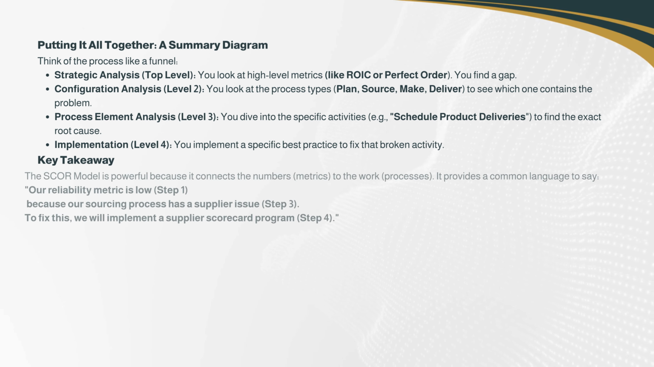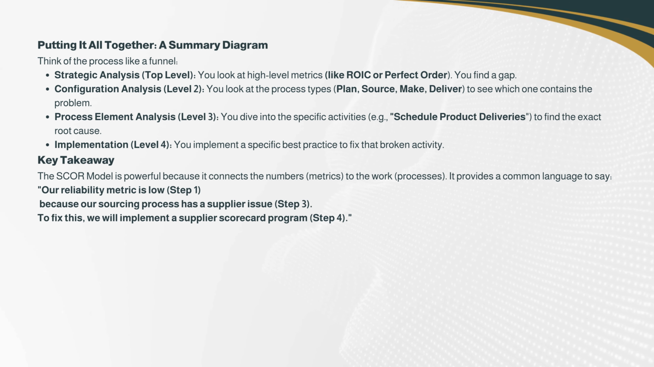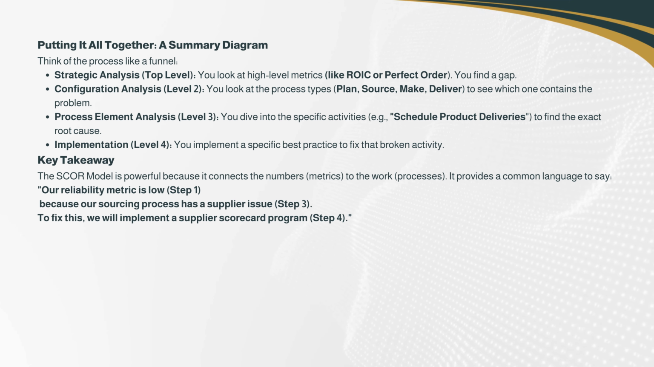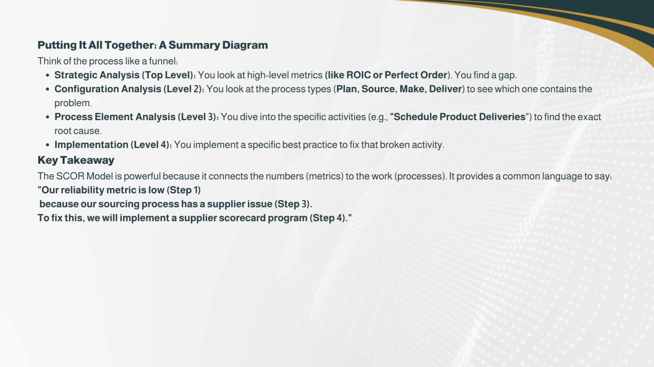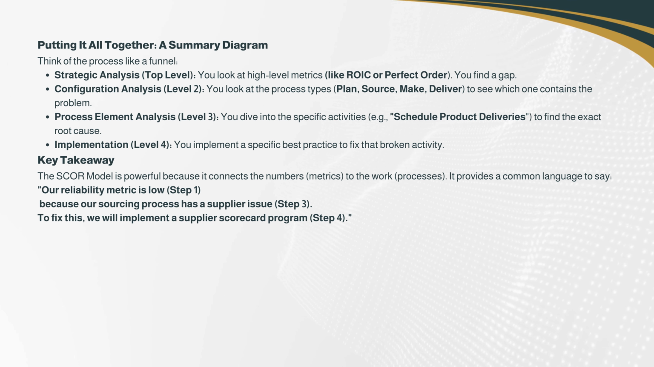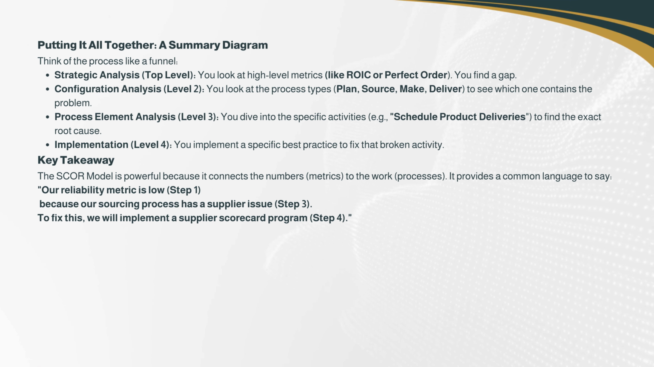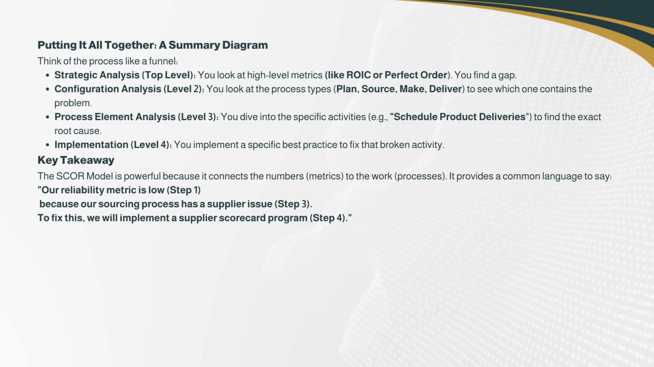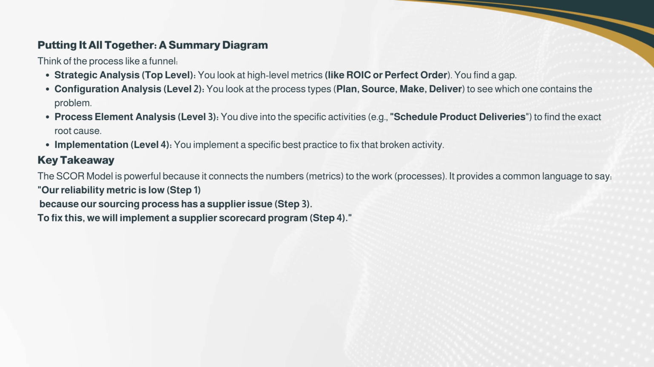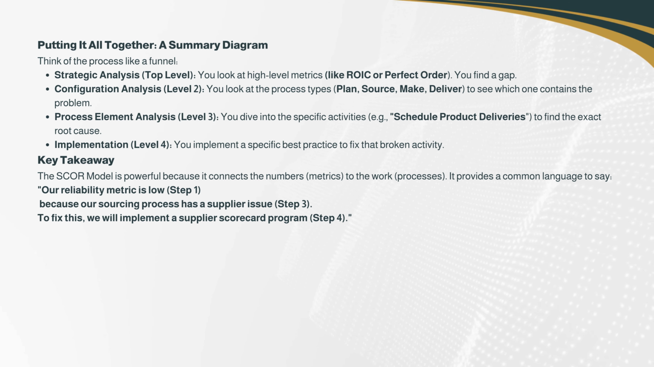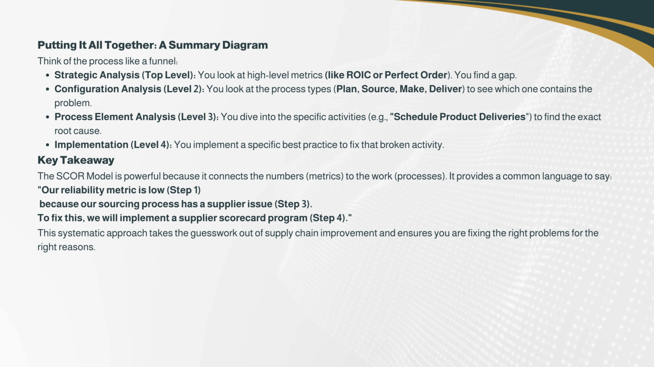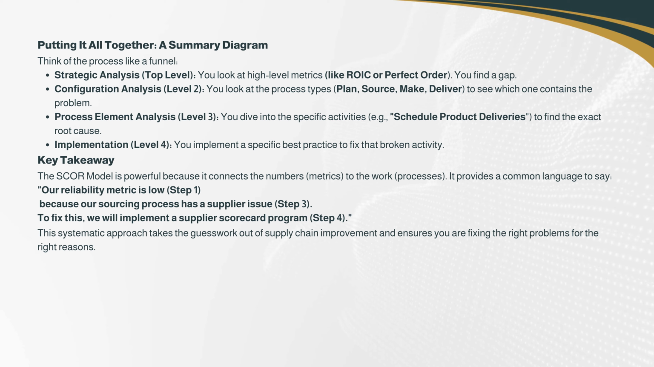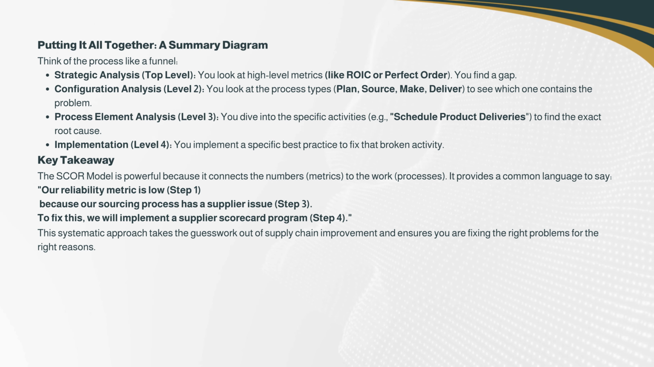Key takeaway. The SCOR model is powerful because it connects the numbers, metrics, to the work, processes. It provides a common language to say, our reliability metric is low, step 1. Because our sourcing process has a supplier issue, step 3. To fix this, we will implement a supplier scorecard program, step 4. This systematic approach takes the guesswork out of supply chain improvement and ensures you are fixing the right problems for the right reasons.